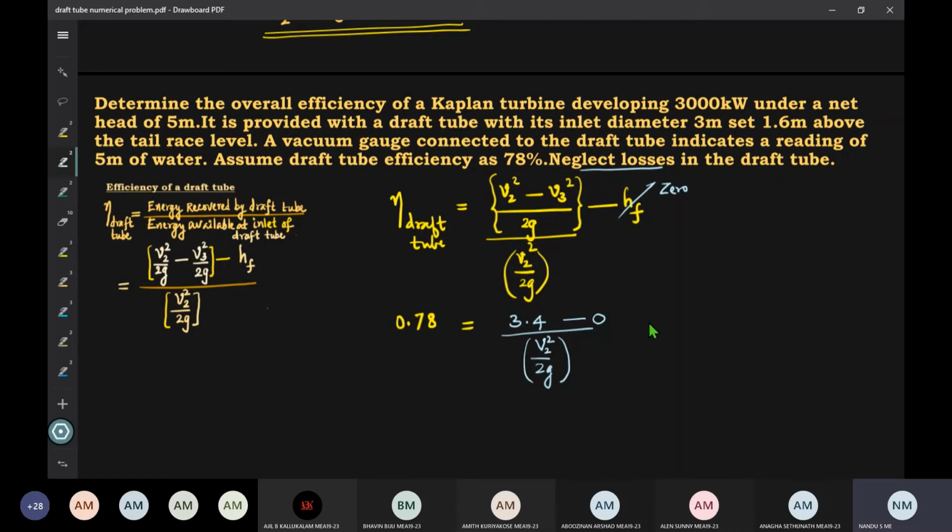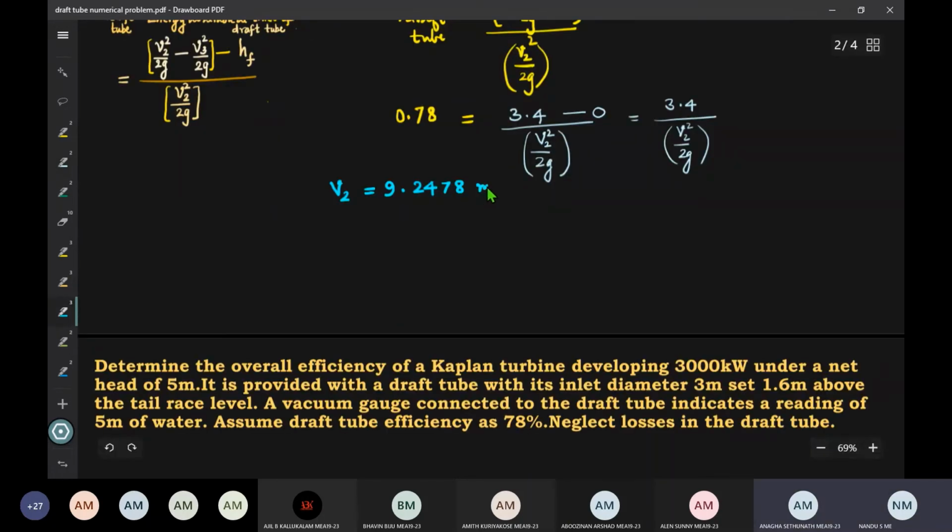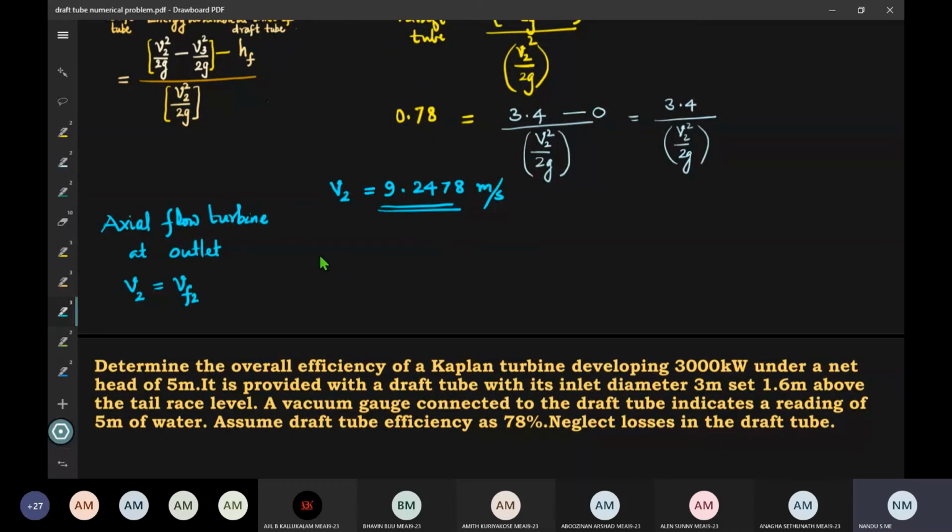One of you please calculate and then let me know the value of V2 from this. V2 equal to 9.2478. Thank you. So 9.2478 meter per second, that is the velocity of water at inlet of the draft tube. And the draft tube inlet, that means turbine outlet. Draft tube inlet means turbine outlet.